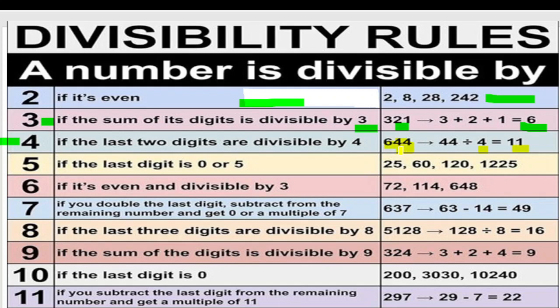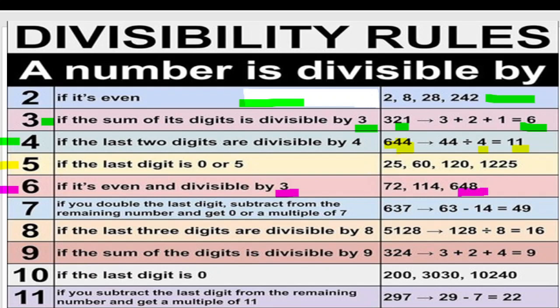This is the last 2 digits. So 644 can be easily divisible by 4. A number is divisible by 5 if the last digit is 0 or 5, like 25, 35, 60, 120 or 1225. A number is divisible by 6 if it's even and divisible by 3, like 72, 114, 648.